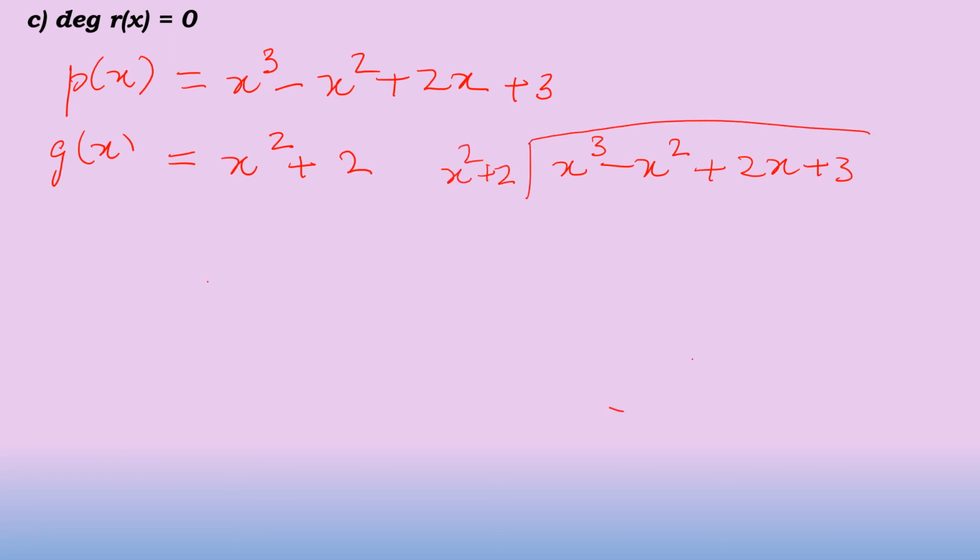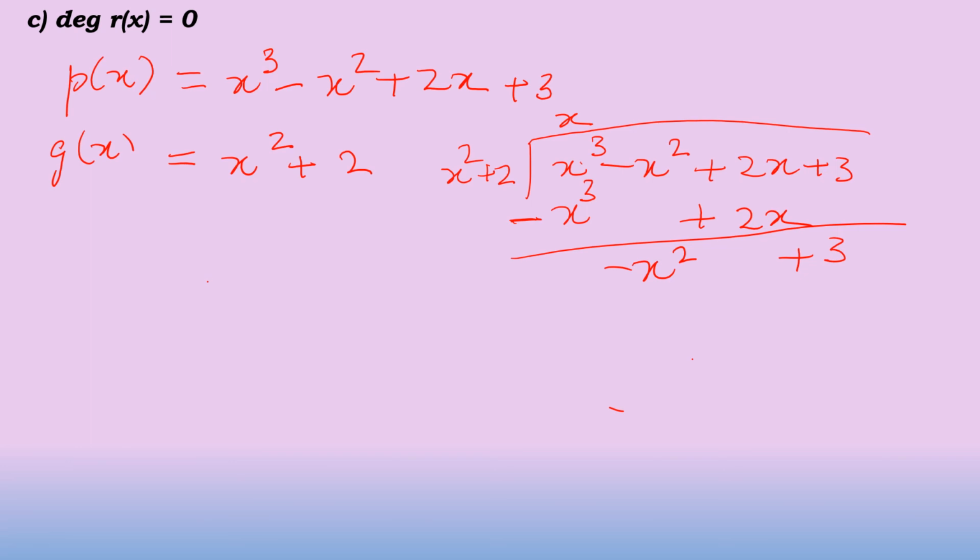x square plus 2. So we'll divide x cube by x square. You get x. x into x square is x cube. When you subtract, x into 2 will be 2x. So you write it along with the 2x. So x cube minus x cube will be 0. Minus x square you bring down. 2x minus 2x will be 0. Bring down the constant.